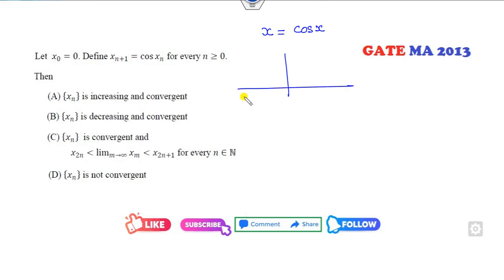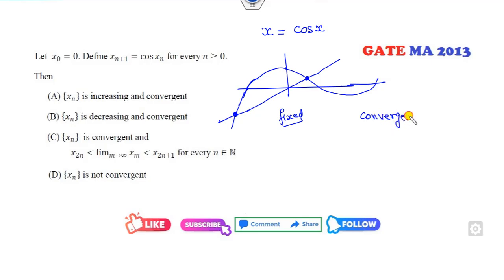If I draw the graph of cos x, cos 0 is 1, so it will look like this. And if I draw y = x, clearly you can see this point is my fixed point. Once you get the fixed point, it will be convergent. Clear? So it is not convergent, cancel out.